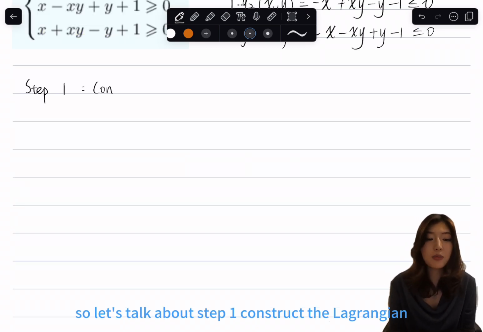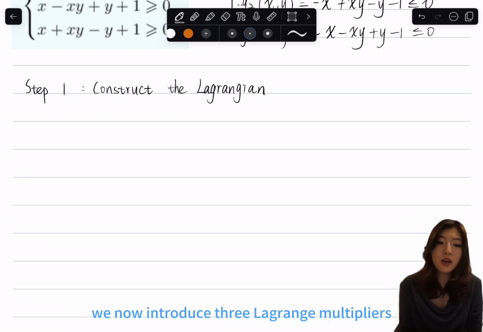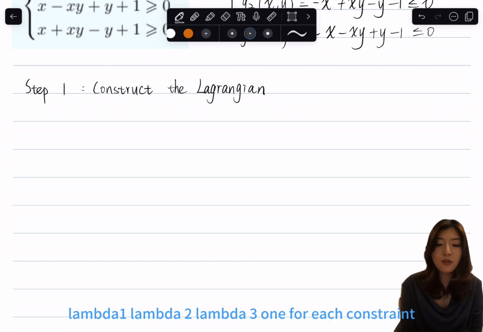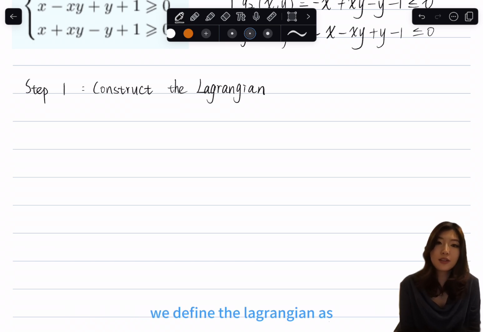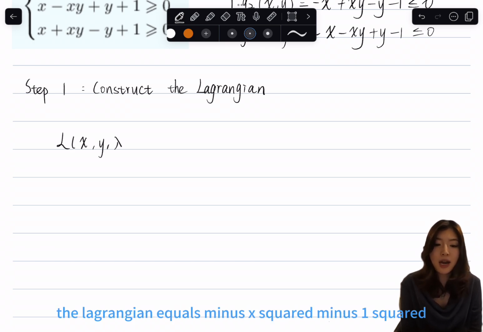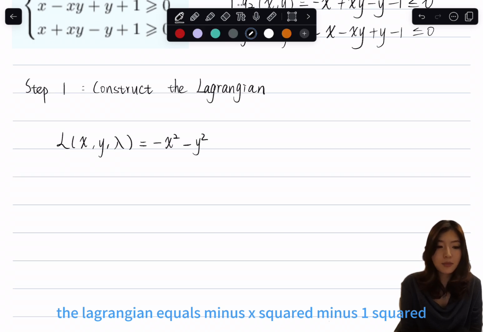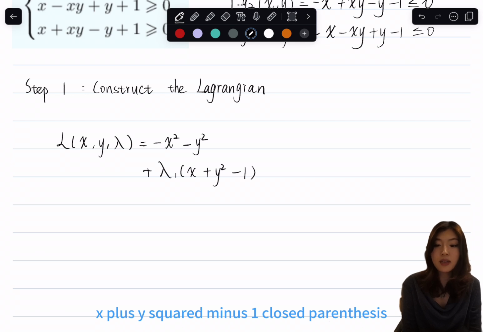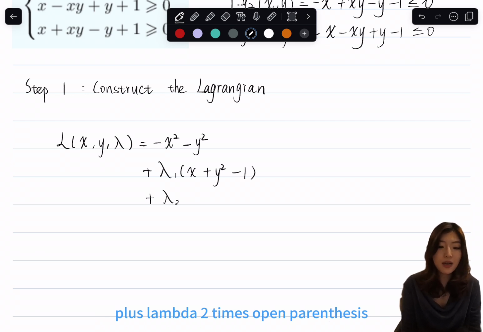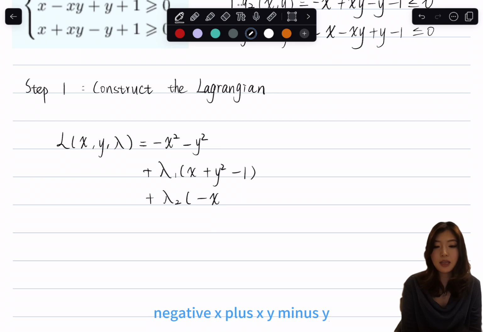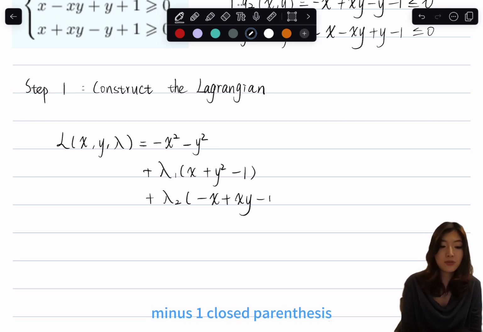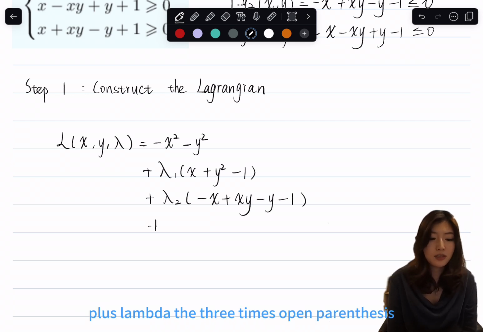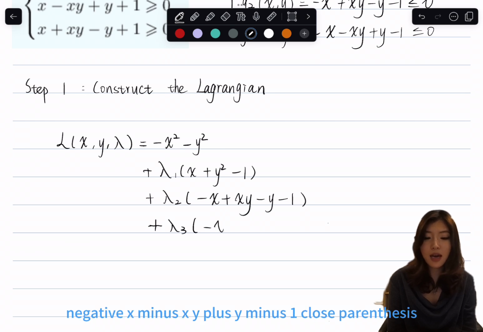So let's talk about step 1, construct the Lagrangian. We now introduce 3 Lagrange multipliers, lambda 1, lambda 2, lambda 3, one for each constraint. We define the Lagrangian as: L equals minus x squared minus y squared plus lambda 1 times open parenthesis x plus y squared minus 1 close parenthesis plus lambda 2 times open parenthesis negative x plus xy minus y minus 1 close parenthesis plus lambda 3 times open parenthesis negative x minus xy plus y minus 1 close parenthesis.